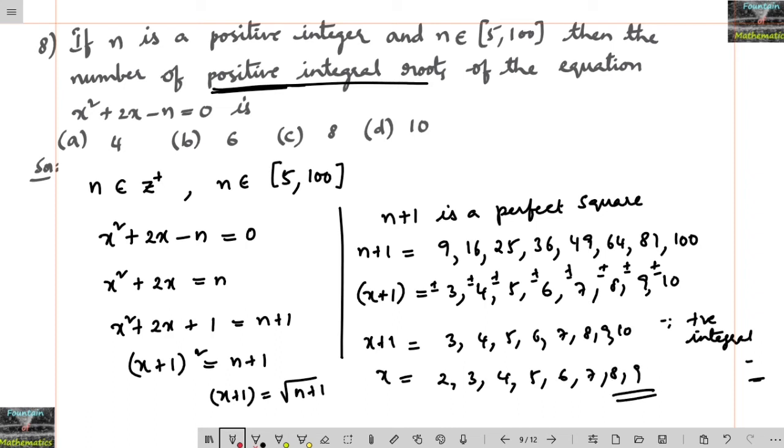So how many possible cases are there here? 1 2 3 4 5 6, 7, 8. So total 8 are there. So we can go with option C. Okay, next problem.